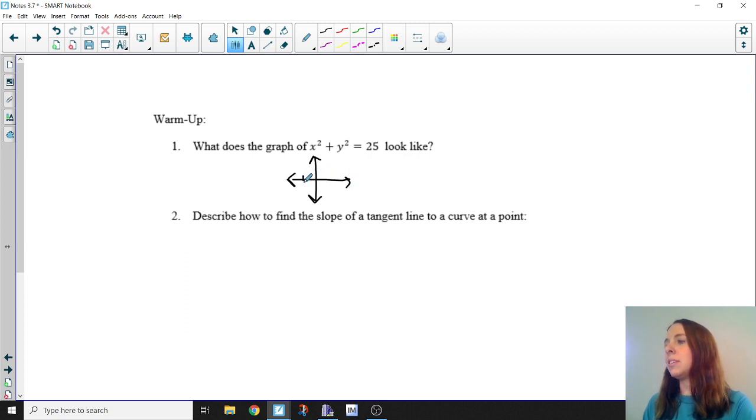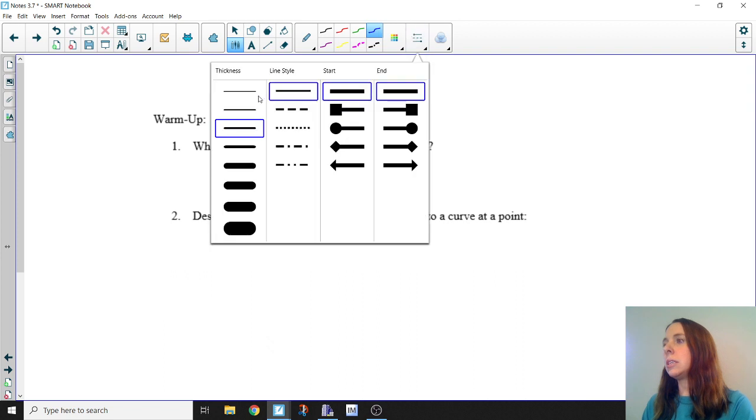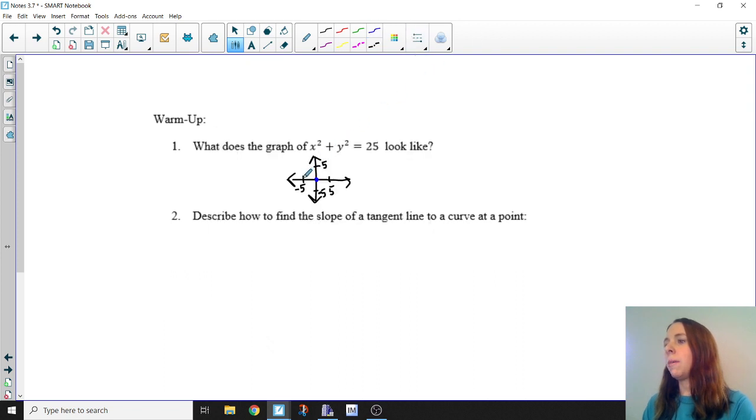So I'm just going to say, right there is about negative 5, 5, 5, negative 5. And so again, the circle has a center at the origin.